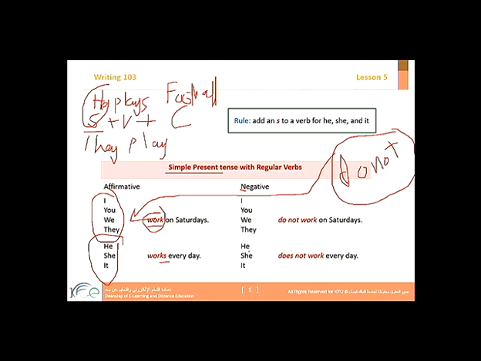If the subject is he or she or it, as in here, notice the verb has an s. So I use does not when I negate the sentence. Why? Because the verb has a singular s, so I use does not. I place does not directly before the verb, so it becomes he does not work, she does not work, it does not work every day.